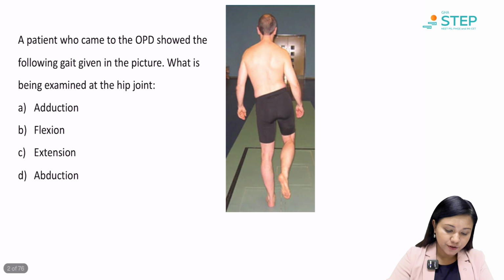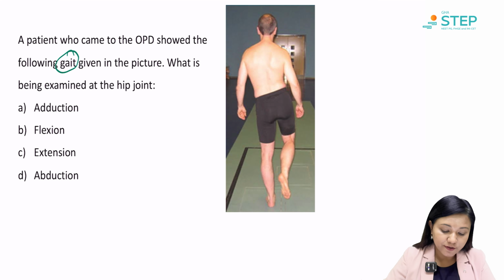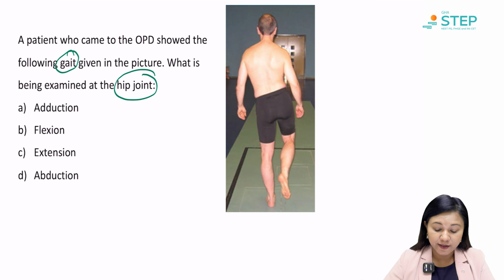Okay, so the first question: a patient who came to the OPD showed the following gait in the given picture. Now, what is being examined at the hip joint? The options are adduction, flexion, extension, and abduction. This gait refers to a typical gait and a typical sign which are very commonly asked in most of the exams.